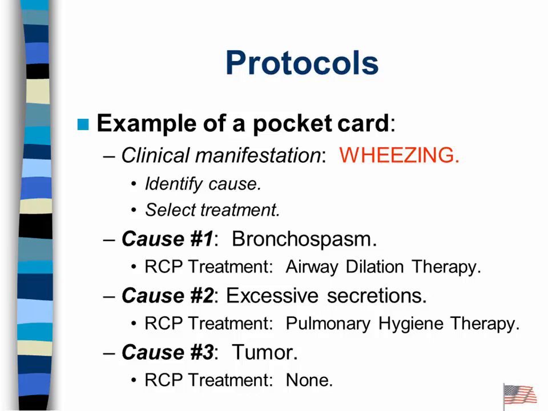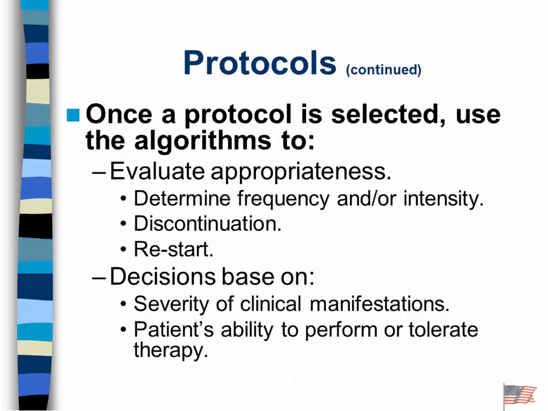And if it is bronchospasm, then we know we have to do some airway dilation therapy. If it's caused because of secretions, we need to go ahead and do some pulmonary hygiene. And if it's a tumor, there's nothing we're going to be able to do about that, right? No matter how much albuterol you give, you will not shrink the tumor. There needs to be something else going on.